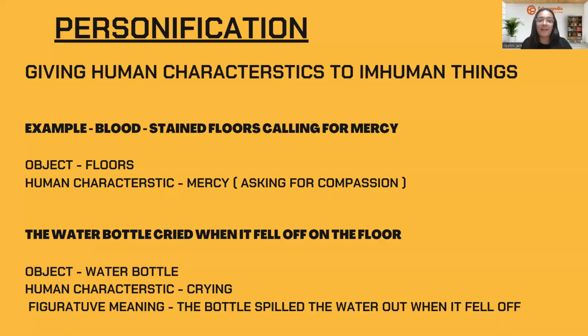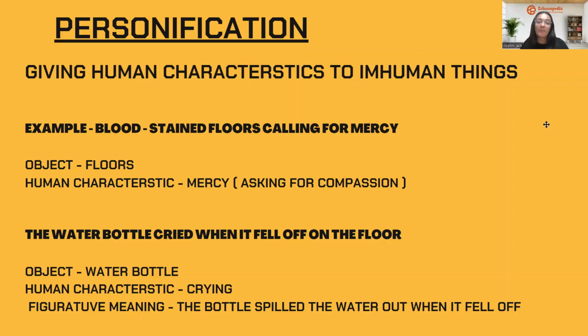The next figurative language used here is personification. Now personification ideally means that you are giving human characteristics to an inanimate object, an object that doesn't have feelings, that cannot breathe. You give human characteristics like aggression, powerful, feelings, happiness, sorrowfulness, jealousy to that object, and this is called personification. Let's take some examples. Blood-stained floors calling for mercy.